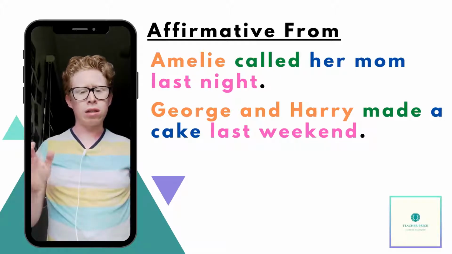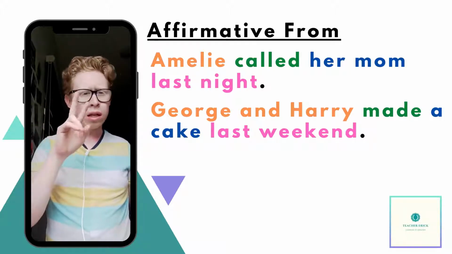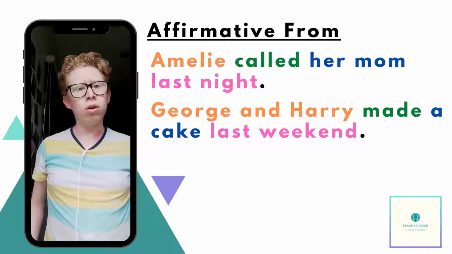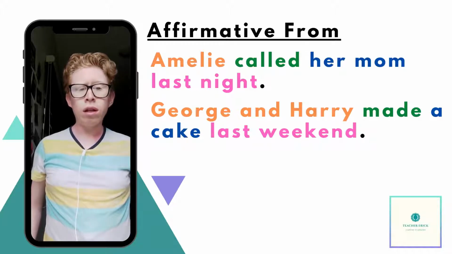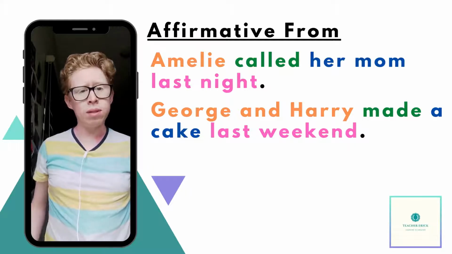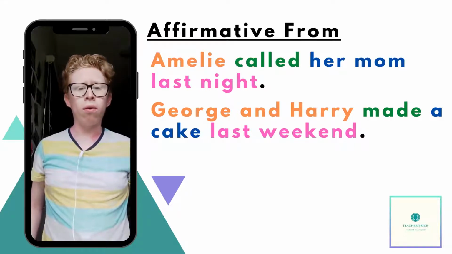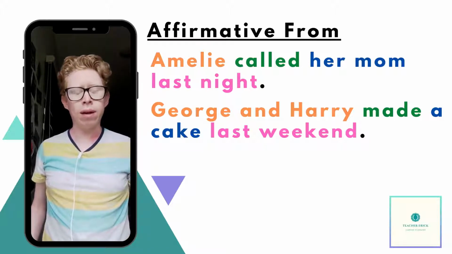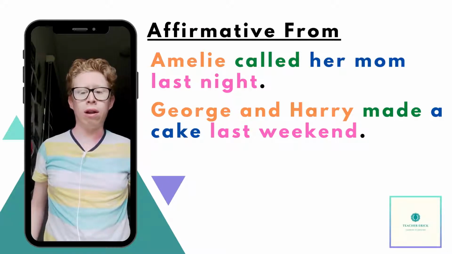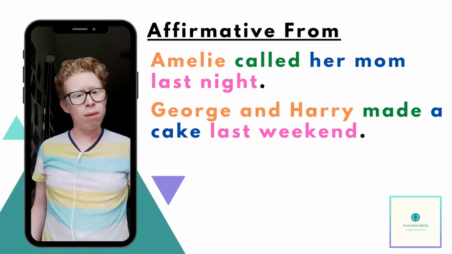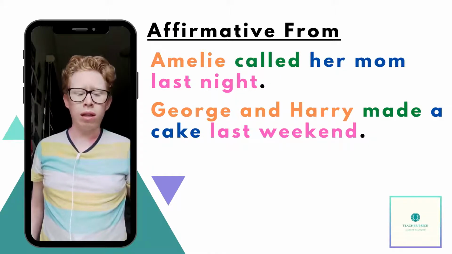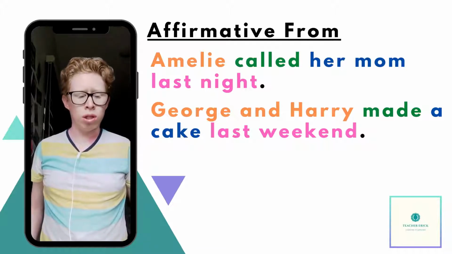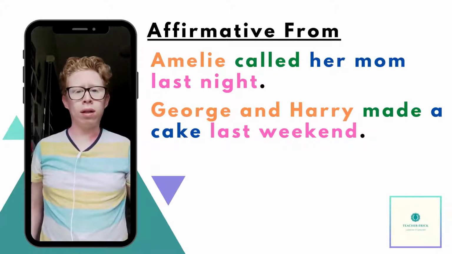Let's analyze these sentences. If you notice these two sentences in yellow, they have the subjects Amelie, and in the second one, George and Harry. Then we have in green the verbs in the simple past form. The only difference is that in the first example, we have a regular verb, and in the second one, we have an irregular verb. After that, we have complements. In the first one, her mom. In the second one, a cake. And finally, we have a time expression, which is last night and last weekend.